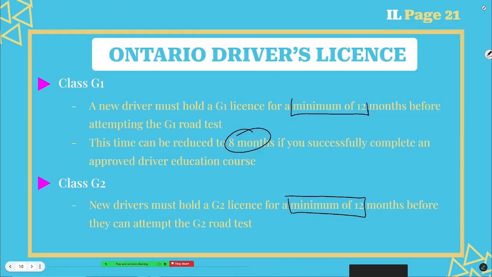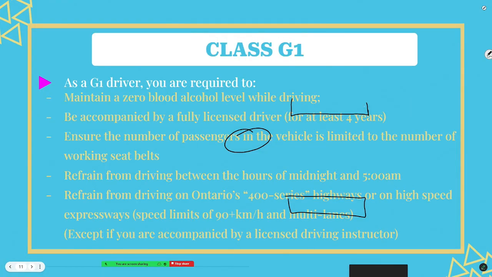Normal would be 2 years. 12 and 12 is 24, but it can be drawn out over 5 years. So G1, 8 months, G2, 12 months before you can even attempt the road test.